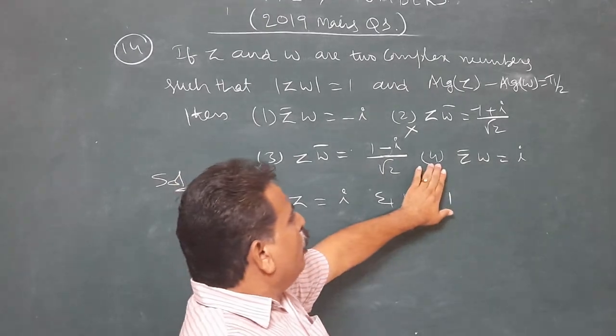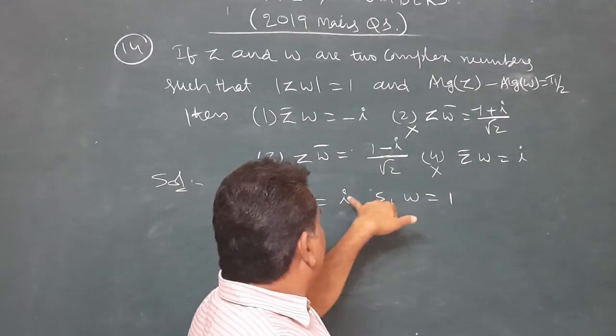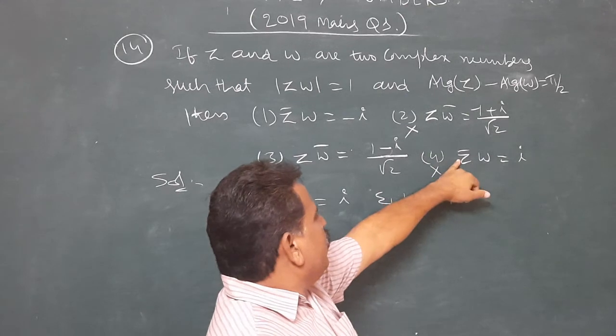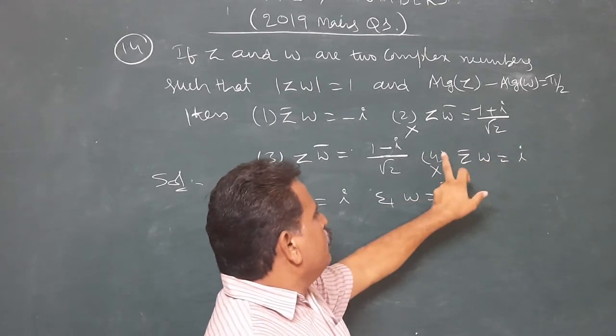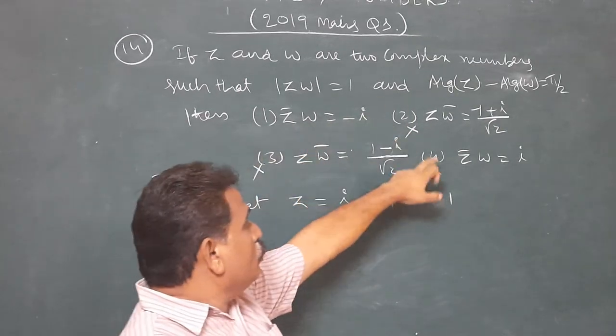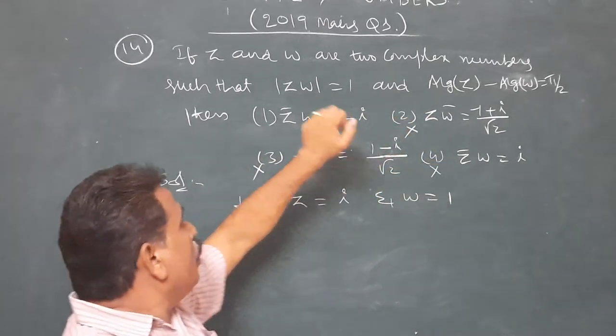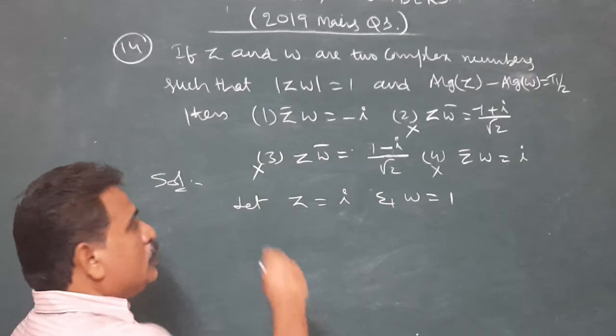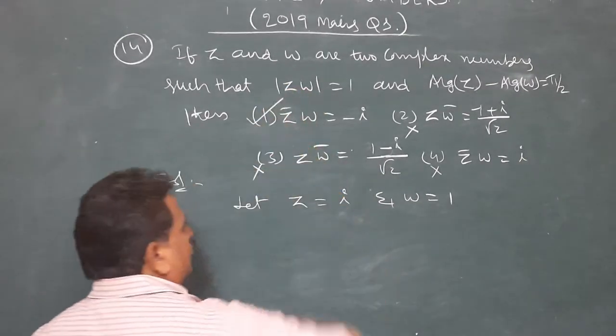Fourth, z bar into w equal to i. z bar is minus i, into 1, equal to minus i. That is also wrong. Fourth option is also wrong. Second, third, fourth, these three options are wrong and the first, verified, is correct. That's why the first option is the right answer.